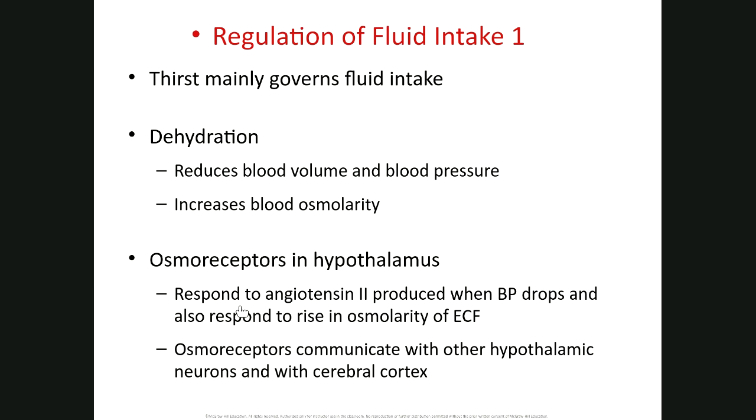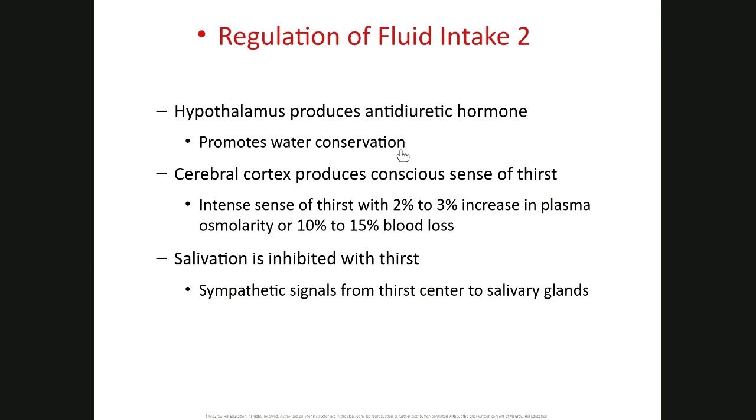Now, when your blood is high in osmolarity, very concentrated, this will trigger receptors in your brain, specifically in the hypothalamus. Receptors respond to angiotensin 2, especially when the pressure goes down, and of course the concentration goes up. The receptors communicate with other hypothalamic neurons and actually make you go for water.